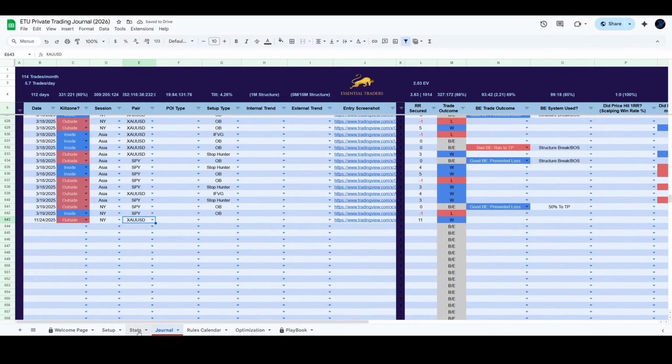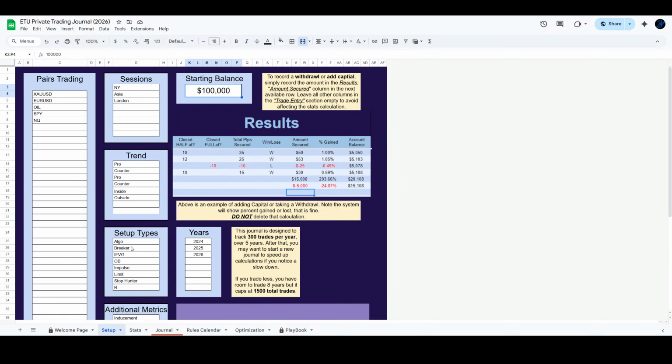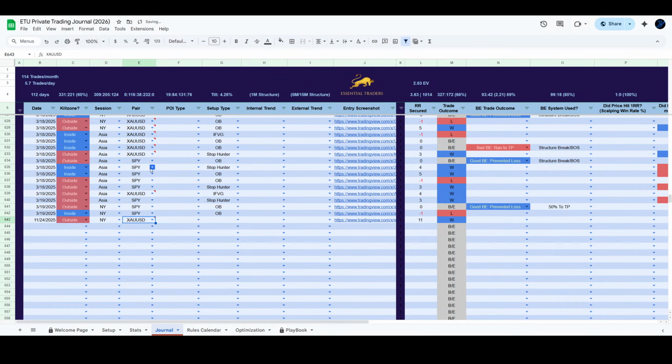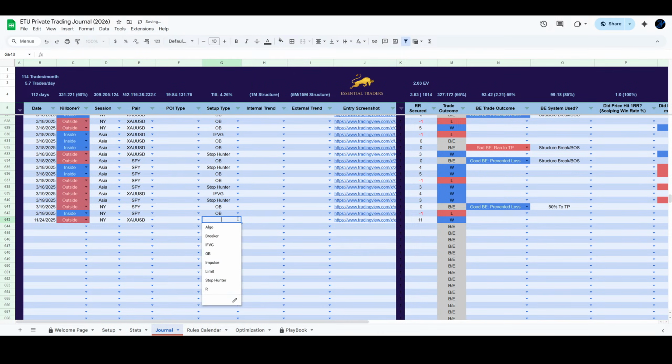I could rename this, honestly. Let's see if it's gonna mess up the stuff here. It might mess up the... okay, yeah, it does. Alright, we'll keep it like that. Again, if you're trading futures, obviously put GC, right? It doesn't make sense, but XAUSD. Setup type. This is where you put OB, because this was my OB entry model.